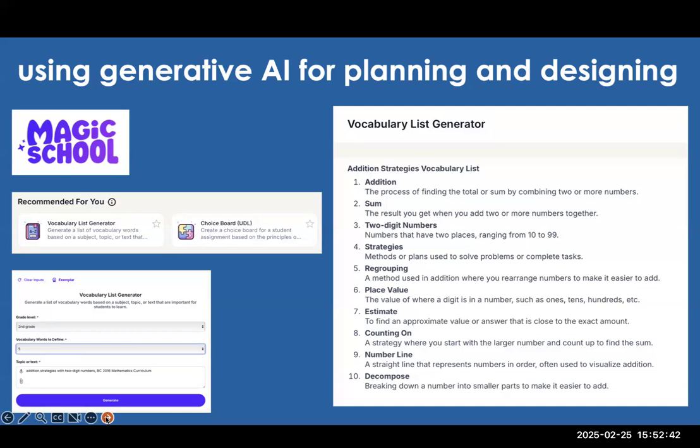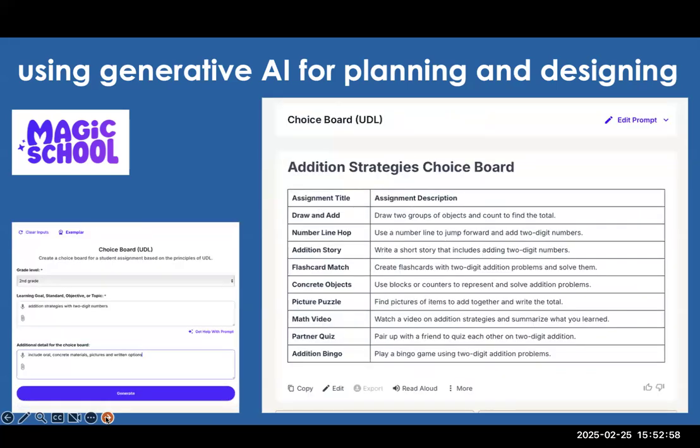So again, it creates this vocabulary list for me. And yes, it might miss some things that I'm thinking about, and I can add those, but it also might say, like, oh yeah, I forgot about that one. So again, it's just a tool to support you in thinking about how to support your students as you're designing for learning. It also has a UDL choice board option.